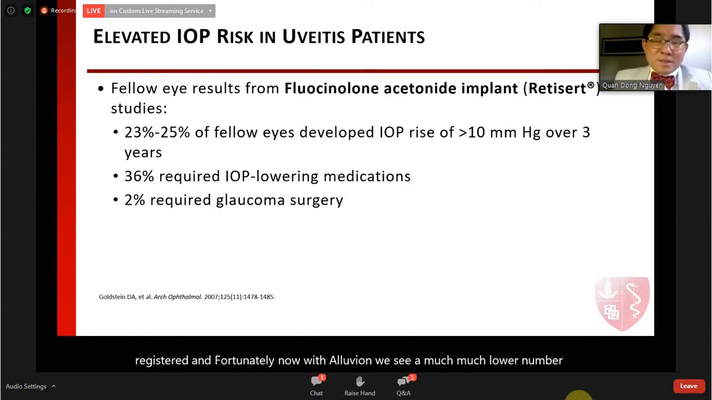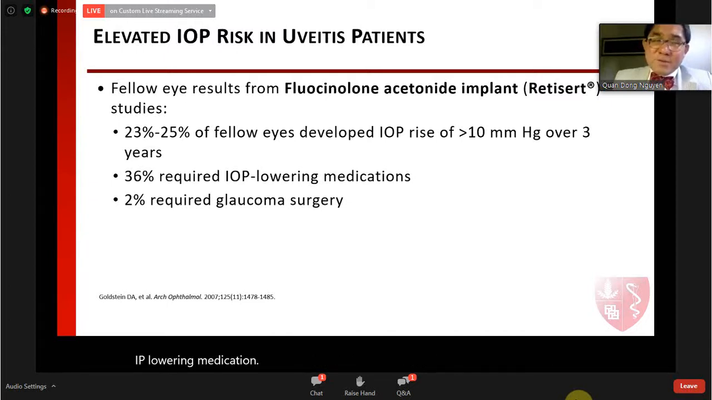Beyond having the steroid inside the eye, when we manage our patient with uveitis, all of us recognize that the patient, regardless of whether they have steroid or not, can also be at risk for intraocular pressure elevation. So this is the fellow eye in the Retisert study. That fellow eye did not receive the Retisert, but again, 25 to 20% of the fellow eyes developed IOP higher than 10 mmHg over 3 years. 36% require IOP lowering medication, and 2% require glaucoma surgery.